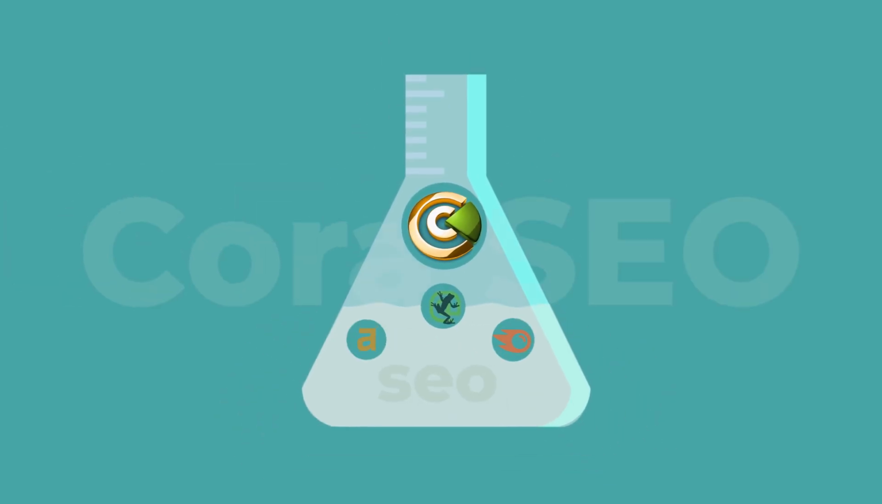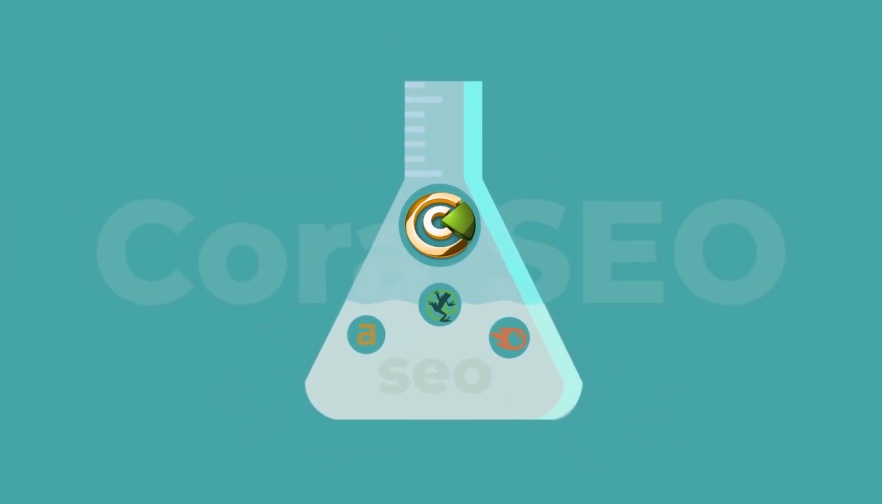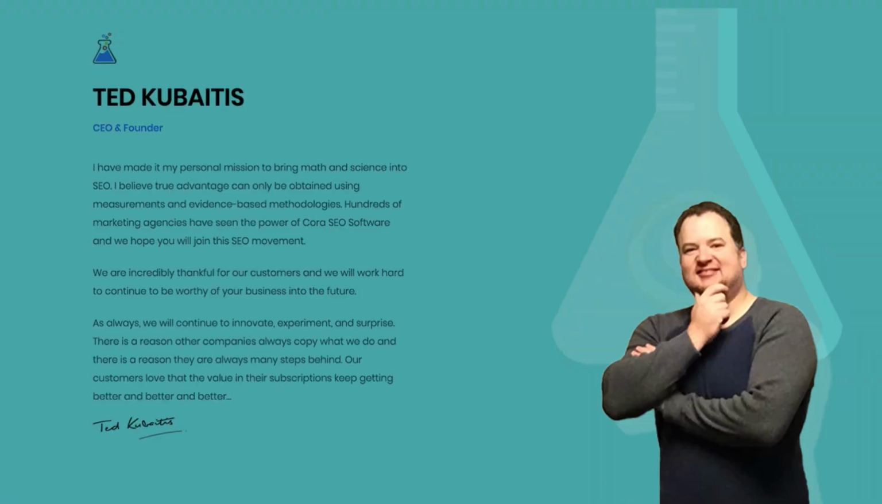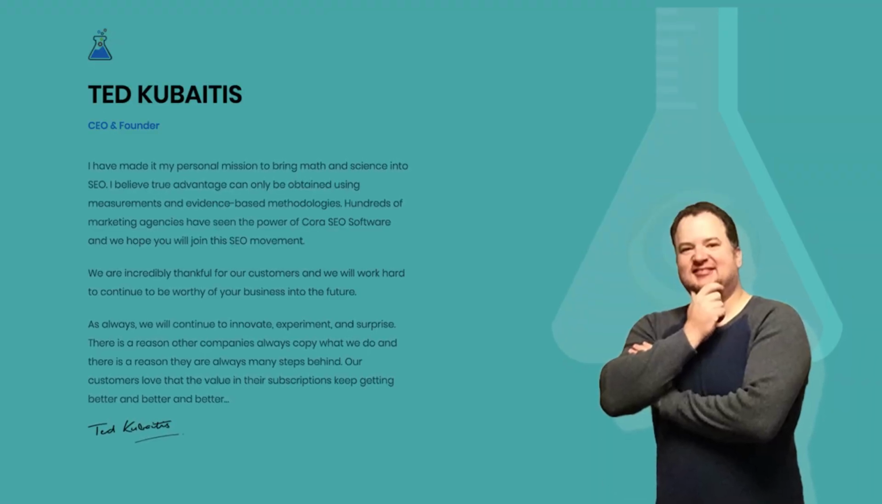Cora SEO is one of the most powerful SEO tools on the market, with many calling it their secret weapon for SEO. But what is it and how powerful is it really? Well, this amazing tool is developed by Ted Kabitis.